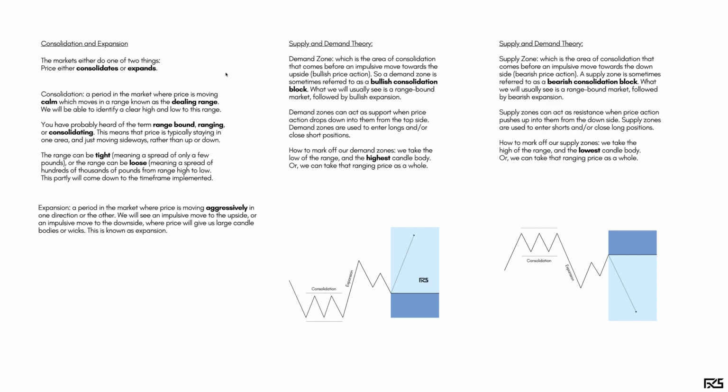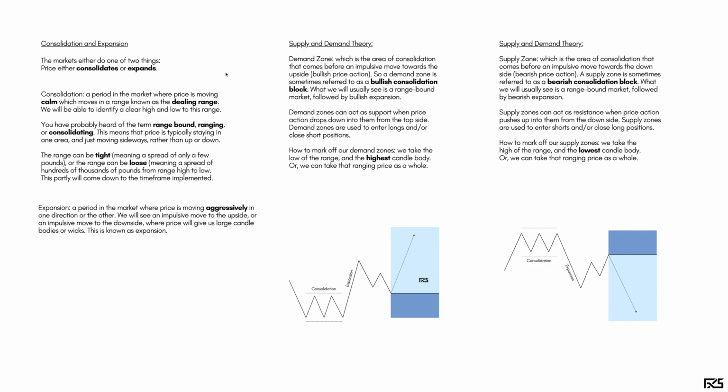Now this range can be tight, meaning a spread of only a few pounds or dollars, or the range can be loose, meaning a spread of hundreds of thousands of pounds or dollars, from the range high to the range low. This will partly come down to the time frame that someone is implementing. Usually the lower the time frame, the tighter the spread, and the higher the time frame, the looser the spread. So it could be thousands, hundreds of thousands.